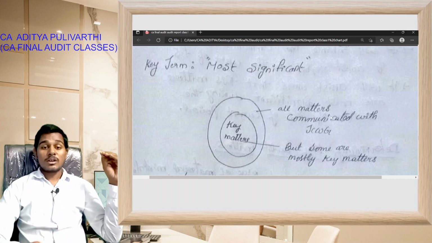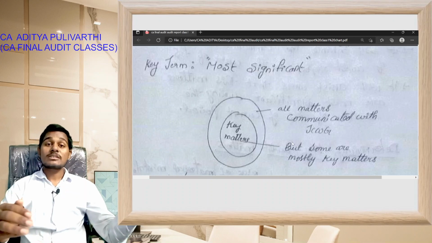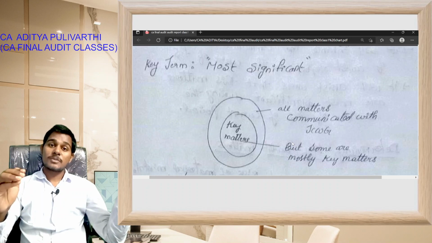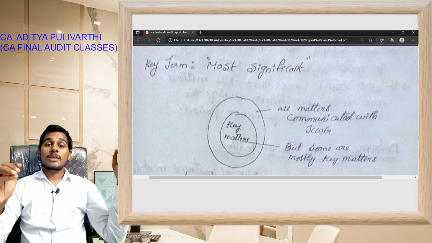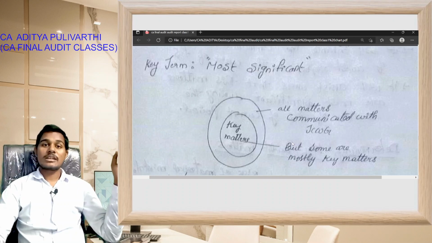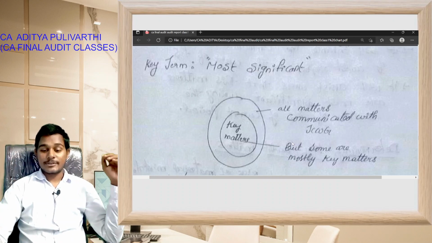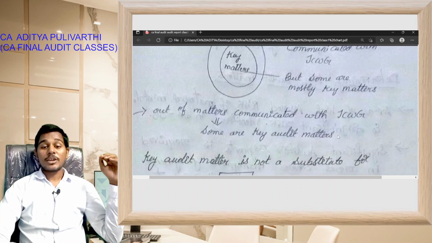See students, all matters are communicated with those charged with governance, but some of them are treated as key audit matters. Those matters which, in the auditor's professional judgment, were most significant during the audit of the financial statements of the current period, and they are selected from the matters communicated with those charged with governance. They are considered as key audit matters. Out of the matters communicated with those charged with governance, some are considered as key audit matters.